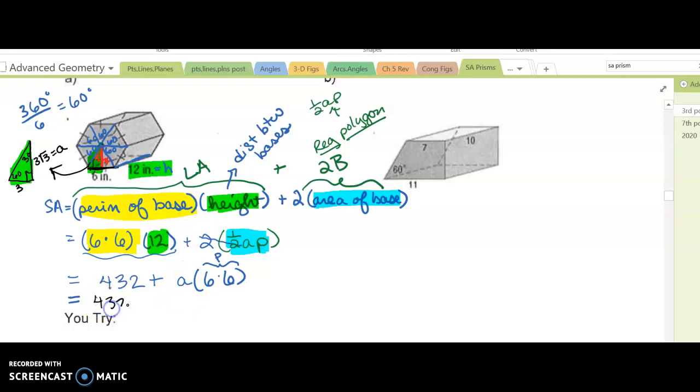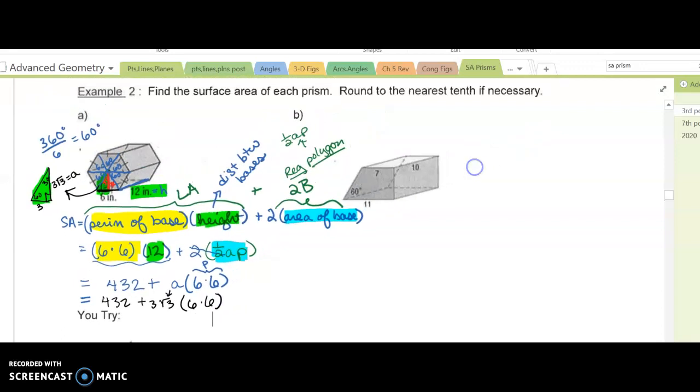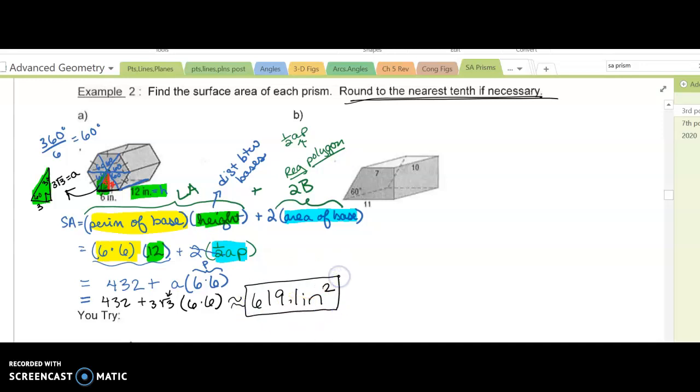So now we can plug that in. So we have 432 plus our apothem, which is now 3 square root 3, times our perimeter, 6 times 6. I believe it told us to round our answer to the nearest tenth. So we're going to put all this in the calculator. 432 plus 3 square root 3 times 6 times 6, and I'm getting a final answer of 619.1 inches squared to the nearest tenth. Okay, so I'll see you in the next video where we're working a couple more of these.